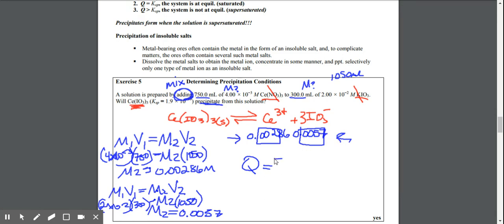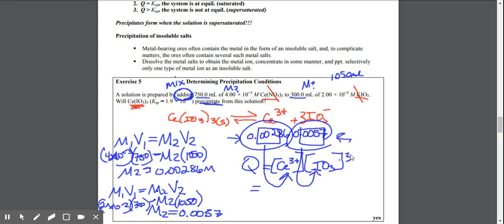I plug it into my Q expression, which is the exact same way I would write an equilibrium expression. So IO3 minus to the third. Now I plug in those values. So this value goes in here. This value goes in here. And don't forget to cube this value. So when I solve for Q, I end up getting 5.3 times 10 to the negative 10. Now, that's a 5.3 right there.